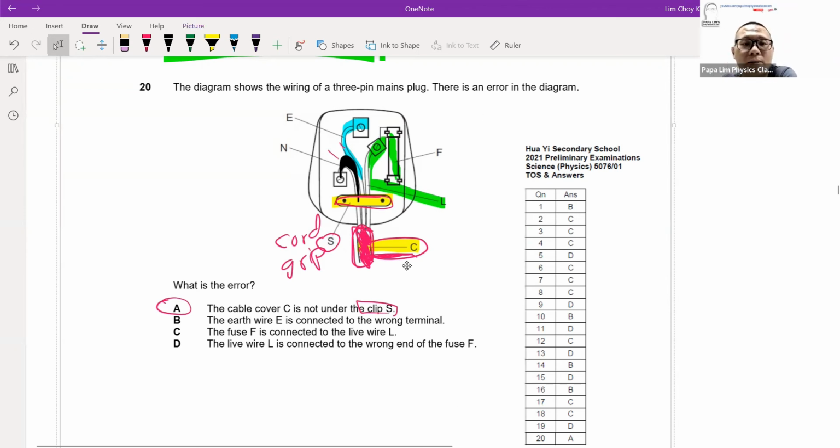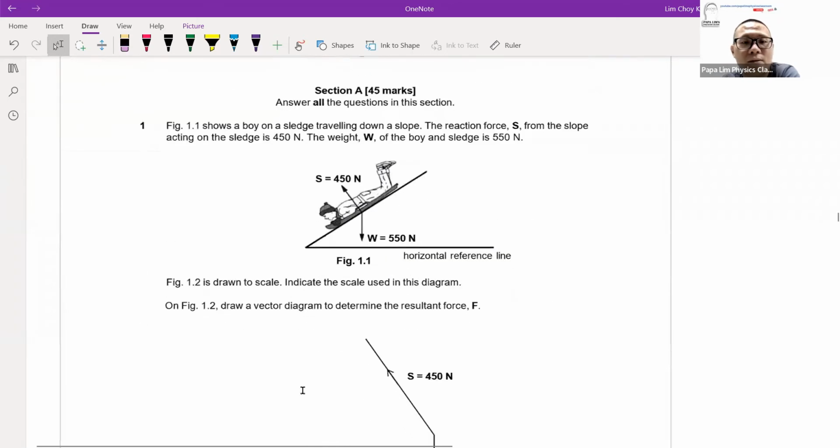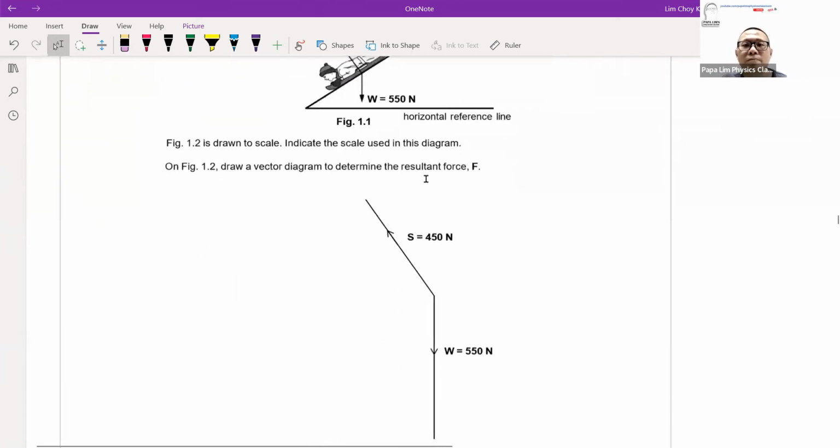To be exact, the cord grip is not gripping the cable correctly. As a result, whenever I pull the cable, the earth, live and neutral wires all come out. And it becomes a hazard here. Okay, so with this, we will move on to paper 2.